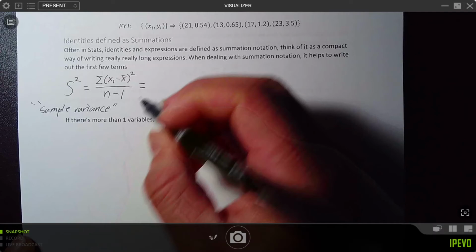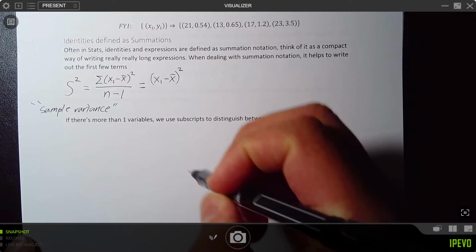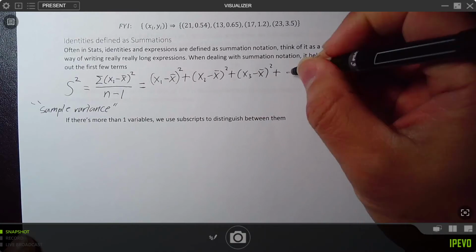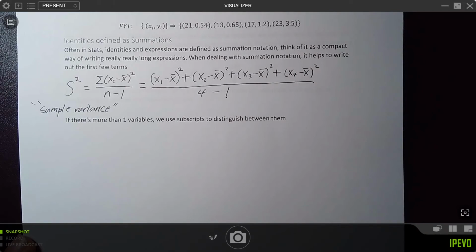So i starts at 1, then it's just x1 minus x bar squared plus x2 minus x bar squared, x3 minus x bar squared, and so on. Since I don't have an endpoint, I'm adding it all the way to the end. In this case, I only have 4, so let me just go to x4 minus x bar squared. Okay, then I'm done with the numerator. Draw a line, and on the bottom, it's just n minus 1. In this case, it would be 4 minus 1, or 3. This is sample variance.